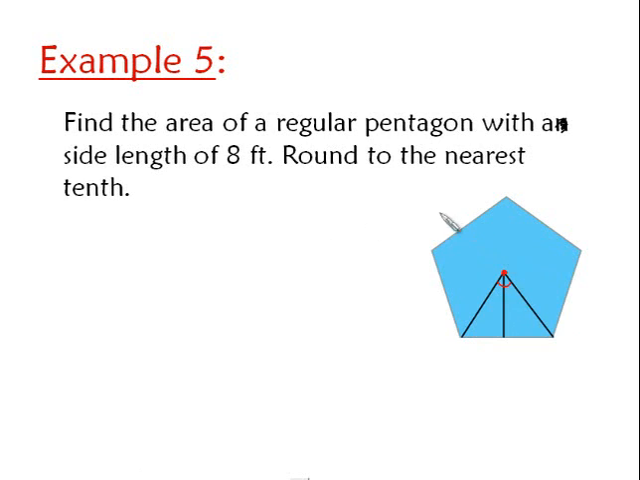Okay, the only thing I know is the side length. The side length is 8, but I don't know the apothem, which is why I still need to find the central angle. If I can get the central angle, I can divide it in half and then work with a right triangle to find the apothem.